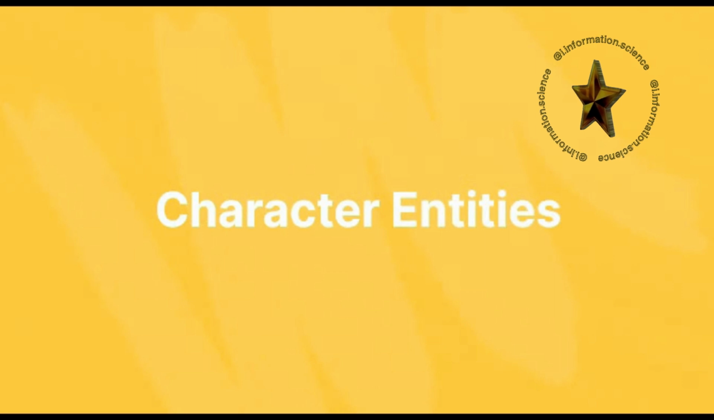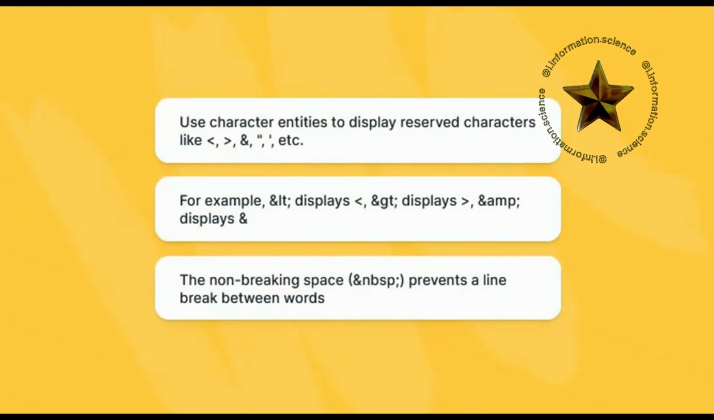Character entities. Use character entities to display reserved characters like less than and greater than. For example, &lt; displays less than, &gt; displays greater than, and &amp; displays an ampersand. The non-breaking space, &nbsp;, prevents a line break between words.